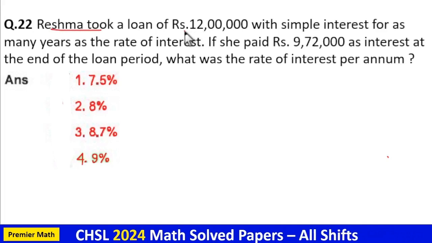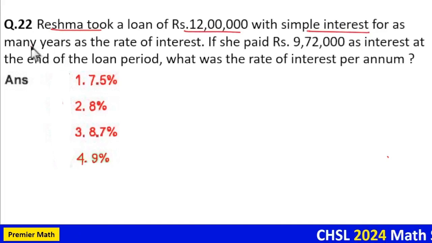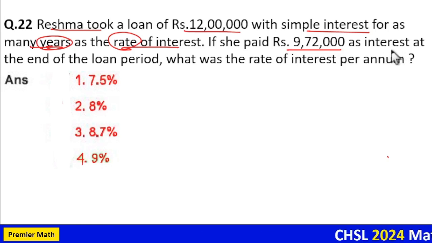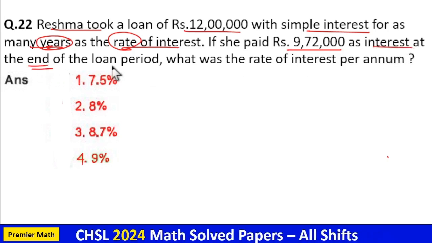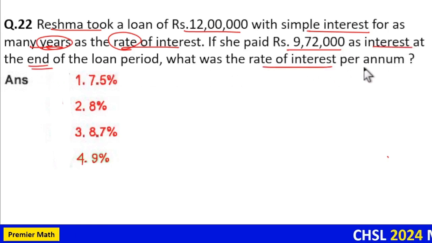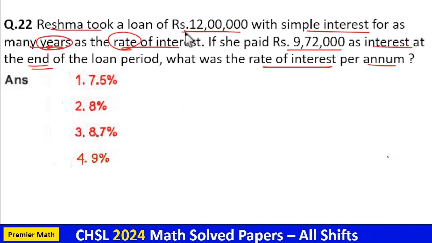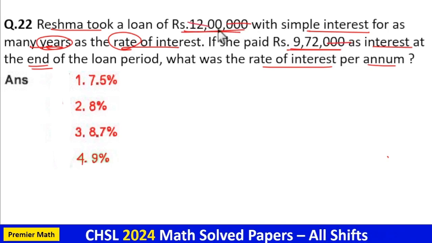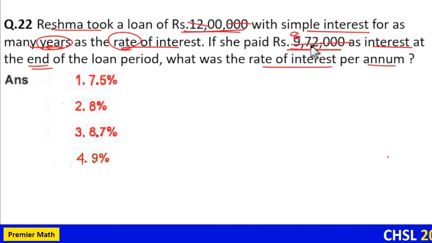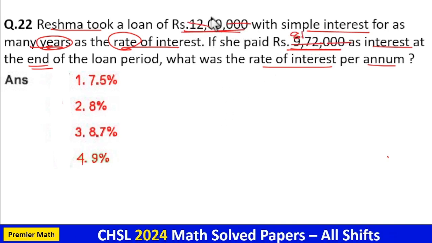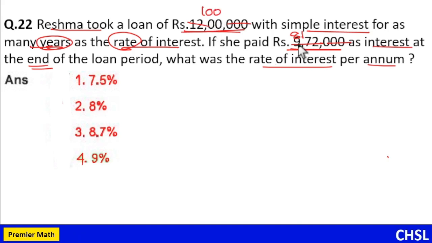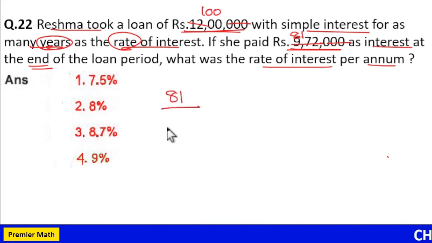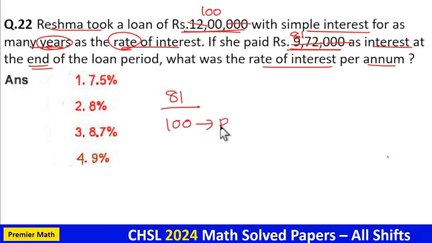Reshma took a loan of rupees 12 lakh with simple interest for as many years as the rate of interest. She paid rupees 9 lakh 72,000 as interest at the end of the loan period. What was the rate of interest per annum? Here take the ratio of principal and total interest. Zeros cancel. 12 goes 8 times in 96. Remaining 12. 12 goes 1 time in 12. So this is like 100 parts principal and total 81 parts interest. So total 81 parts interest generated out of this 100 parts principal.